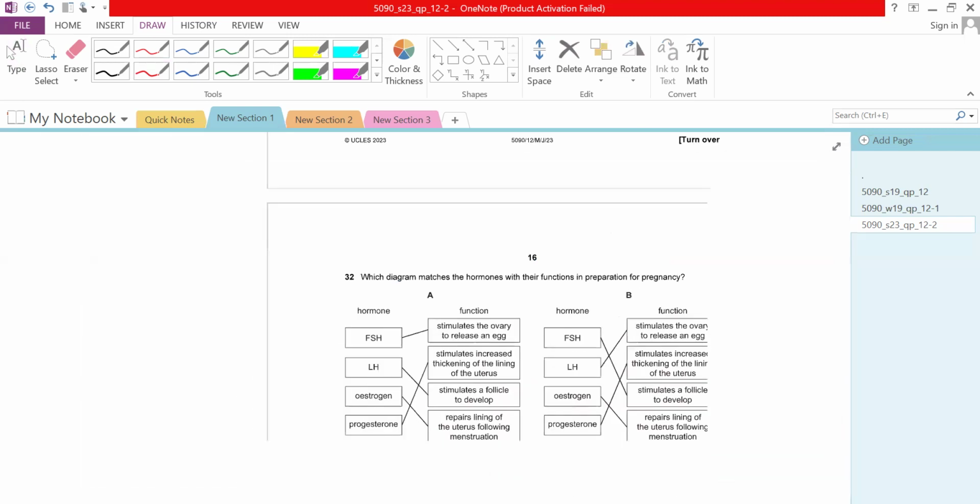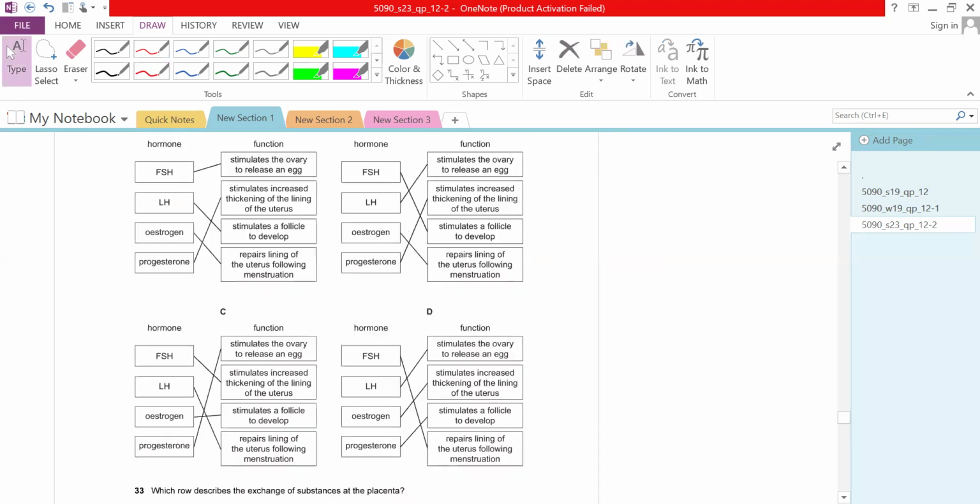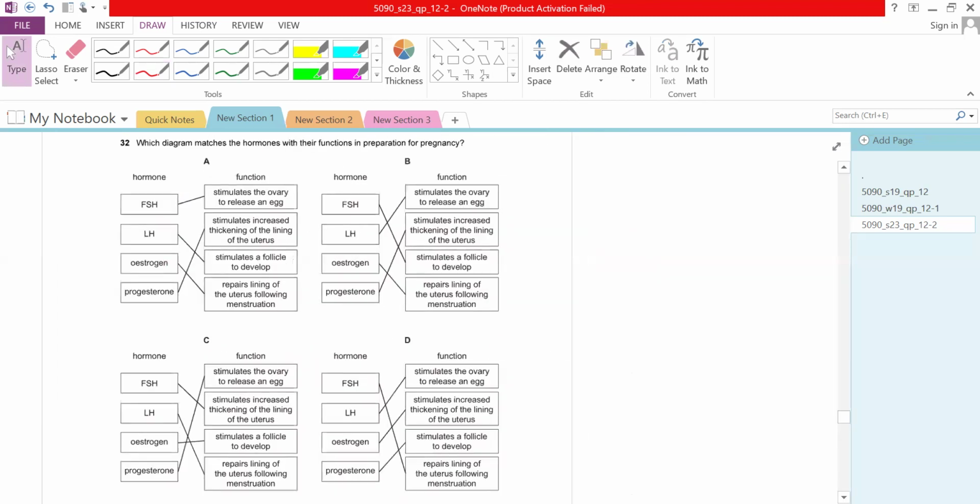Question 32. Here is the diagram. Which diagram matches the hormones with their functions in the preparation for pregnancy? Hormones and diagrams are given. Let's read from option 1. FSH stimulates the ovary to release an egg.